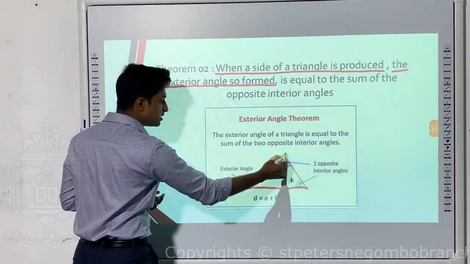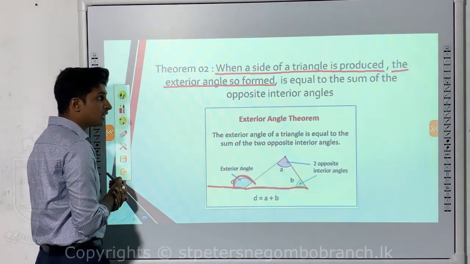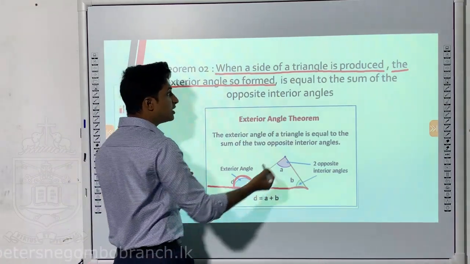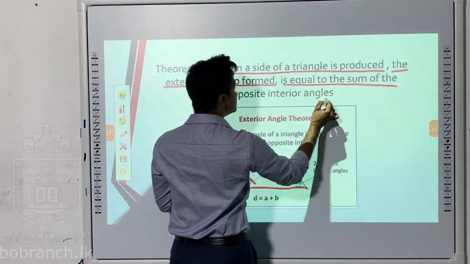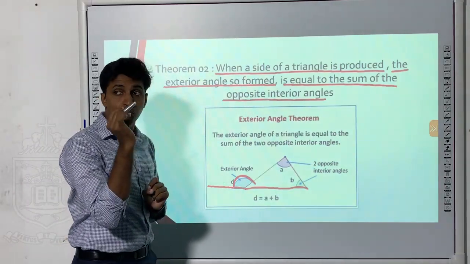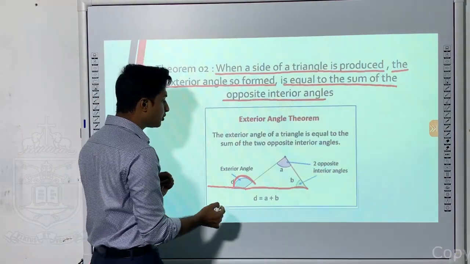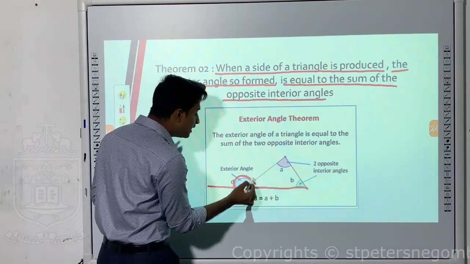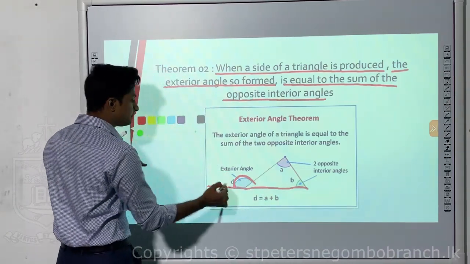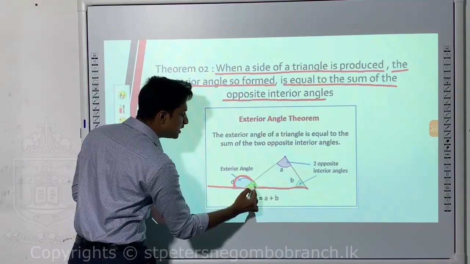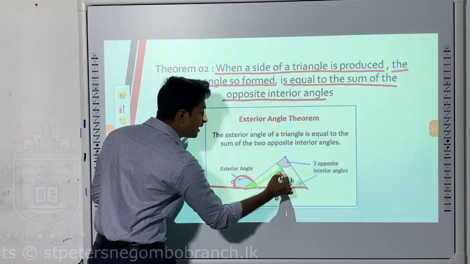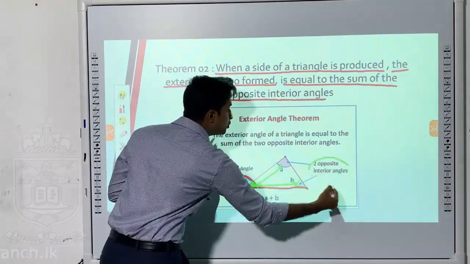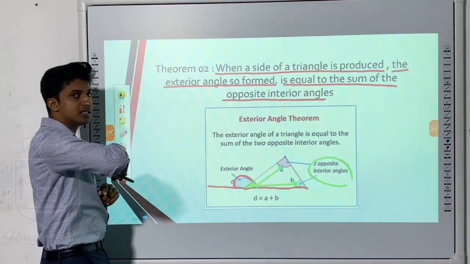Okay, this is the exterior angle they are forming. The exterior angle formed is equal to the sum of the opposite interior angles. The word opposite interior is very important. Okay, this is the exterior angle formed, right? So this is the interior angle of this side. In front of that interior, you have another two angles. These are called the two opposite interior angles.